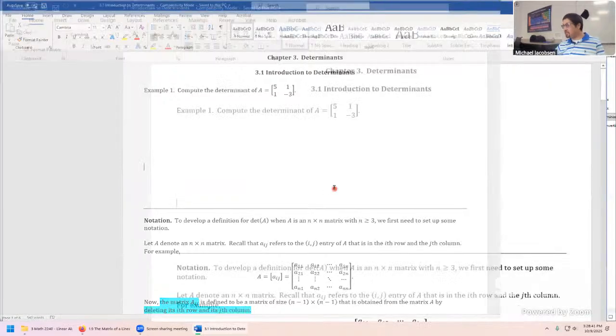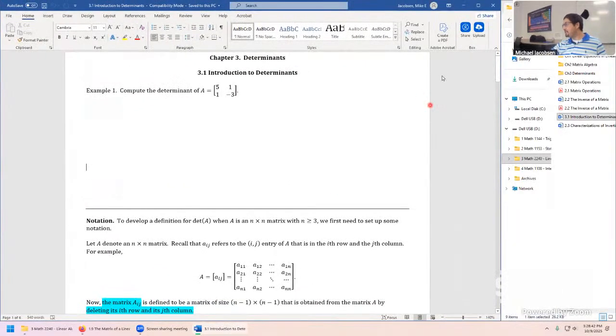So here's our introduction to determinants chapter. Here's where we're going to look into the basic machinery for taking a determinant that looks like this, of size n by n, where n can be 2, 3, 4, 5, maybe 50, and so on.